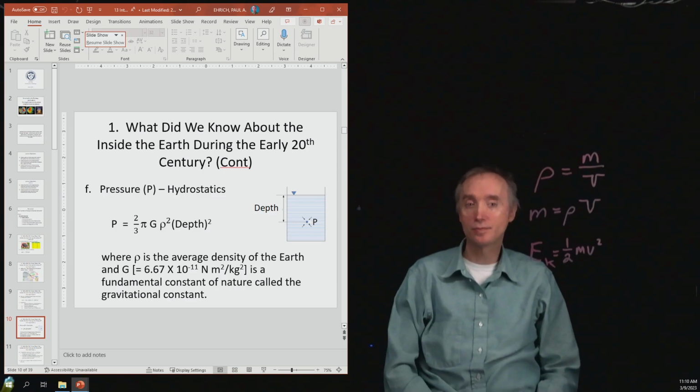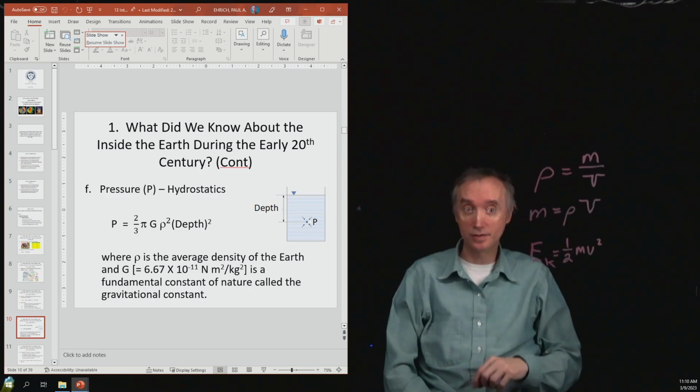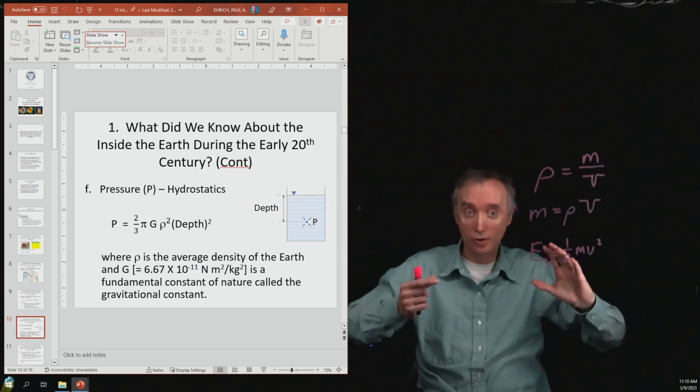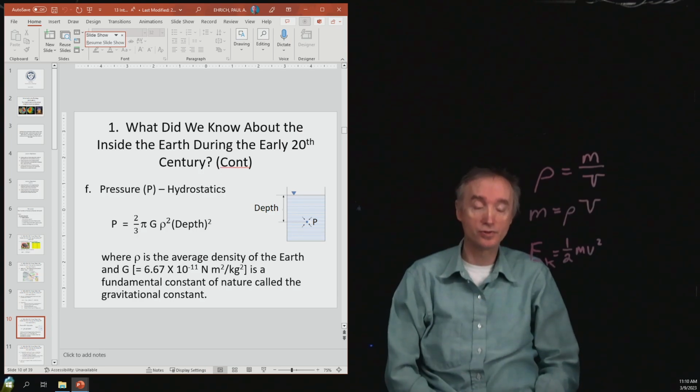I say approximately because this is assuming that the density is the same as you go deeper inside the Earth, and it's not, because the deeper you go, the more everything gets squeezed together, and so the density also changes as you go inside the Earth. But this is a good first approximation for the pressure inside the Earth.